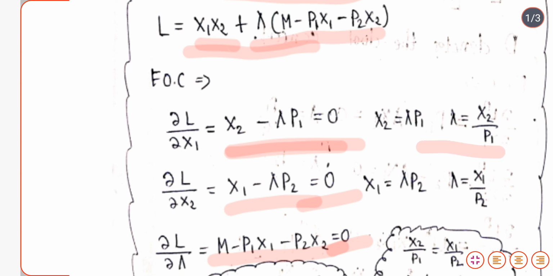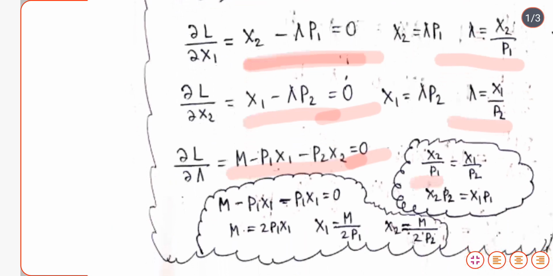By comparing the values of lambda in both scenarios, we have obtained x2 by p1 equals x1 by p2. By cross multiplying, we obtain x2 into p2 equals x1 into p1. We are going to substitute this value of x2 p2 equals x1 p1 in the budget constraint, the Lagrangian partial derivative with respect to lambda. After substituting, we get m minus p1 x1 minus p1 x1, because we have substituted the value of p2 x2 as p1 x1 in this equation. So m equals 2 p1 x1, and we have gotten the value of x1, that is m by 2 p1.